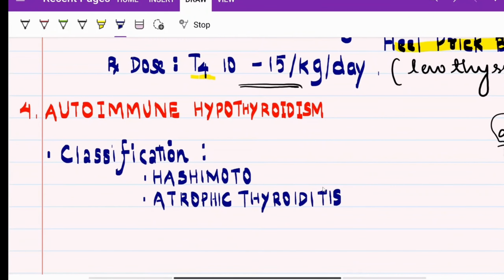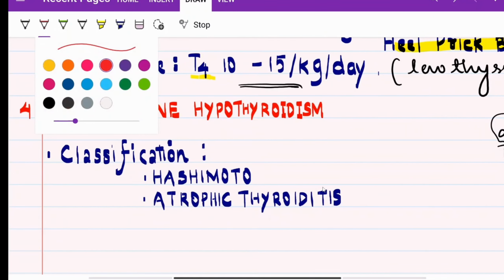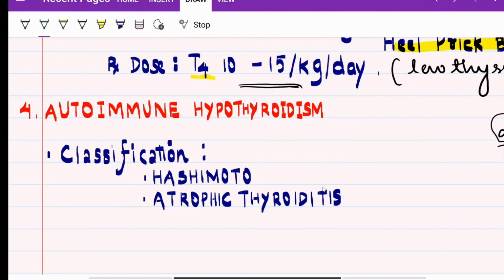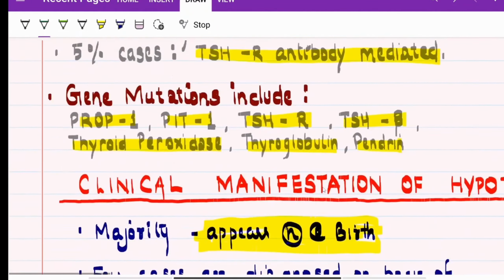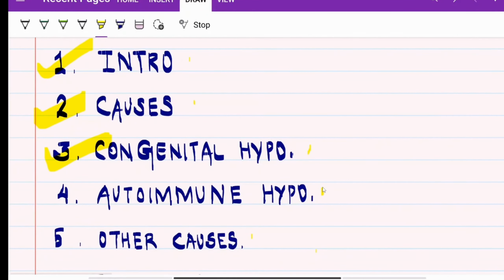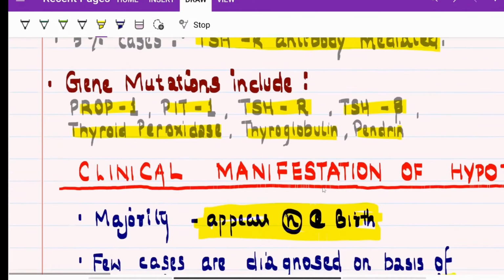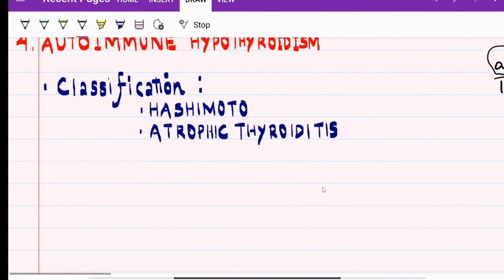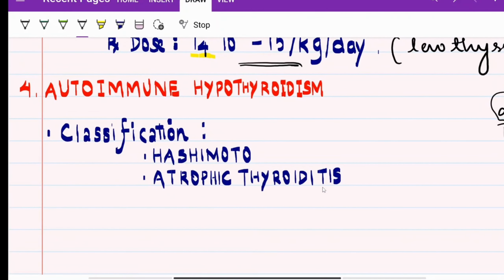Here we will discuss the classification of autoimmune thyroiditis. Congenital hypothyroidism is over. Next is autoimmune thyroiditis, hypothyroidism. Here we should understand that it's classified into two: Hashimoto's, which is also called goitrous thyroiditis.